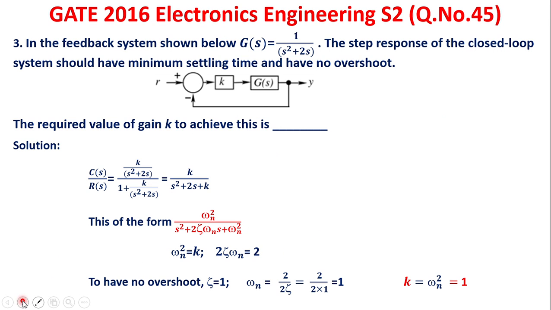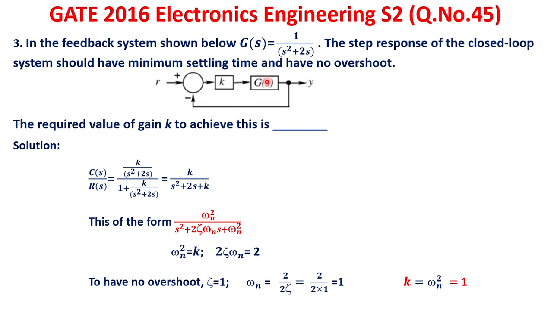So next problem. Unity feedback system shown below, G of s is given. The step response of the closed loop system should have minimum settling time and have no overshoot. Therefore, what should be the value of gain?